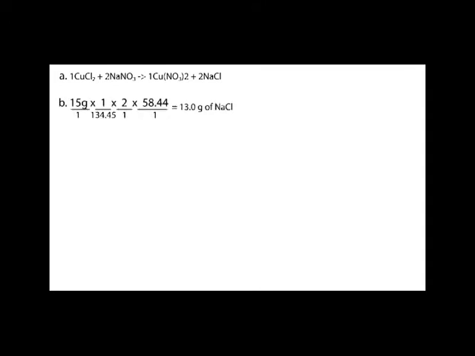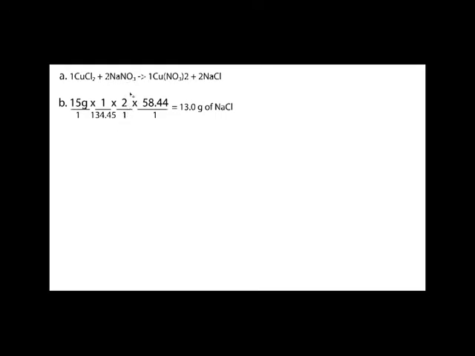Moving on to part B, which asks for the amount of sodium chloride formed, it is necessary to convert both of the given reagents into sodium chloride, the lower of the two being the amount able to be formed. Given 15 grams of copper 2 chloride, it must be divided by its molar mass of 134.45 grams in order to be converted into moles.